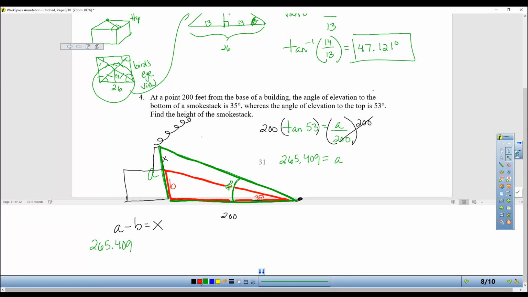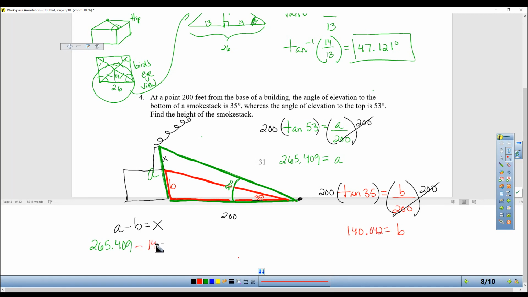And now I'm going to do my red triangle. Again, I'm going to use tangent, because tangent of 35 will give me opposite, which is B, over adjacent, which is still 200. I'm going to clear my fraction. Are you getting so sick of my saying clear your fraction? But I really hope it's becoming something that you do easily. And B is going to be 200 times tangent of 35, which is going to be 140.042.